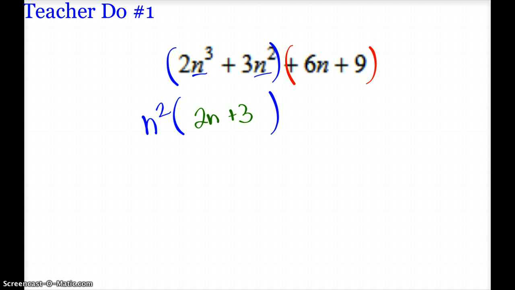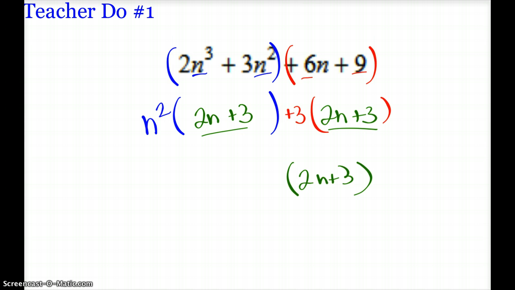Second group, what do they have in common? They both have in common 3. I can take a positive 3 from both of these, and when I do, we get 2n plus 3. These should match. So 2n plus 3, that's one group, and the other group is n squared plus 3. You have to know how to find your GCF. That's very important. This is a GCF, this is a GCF.